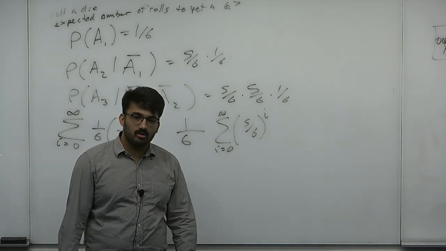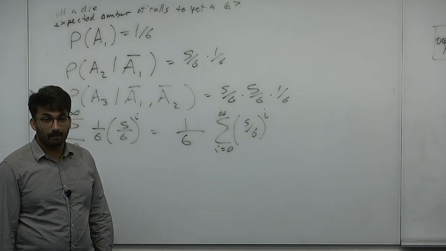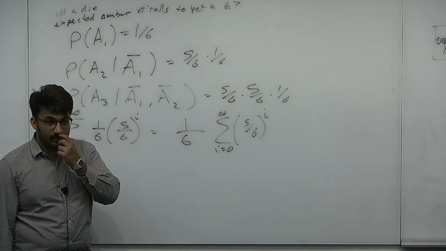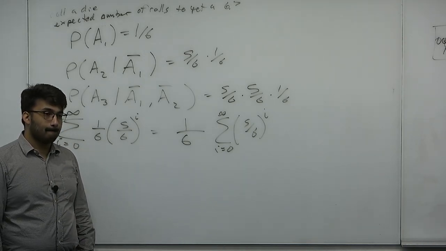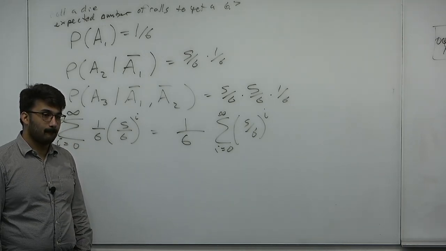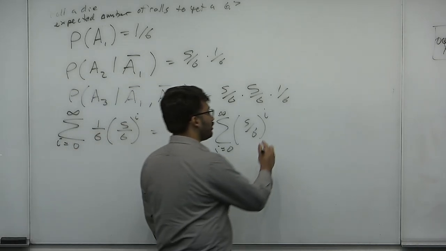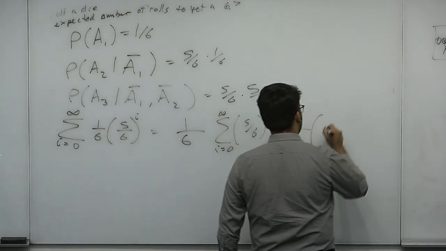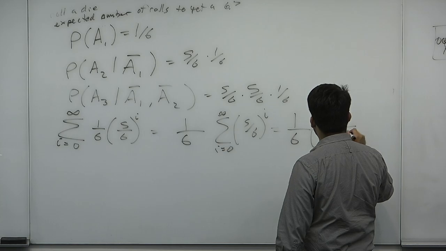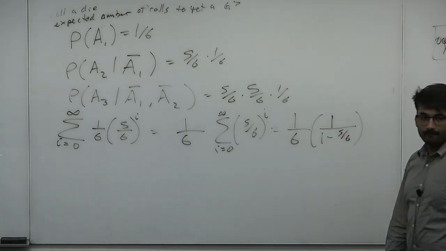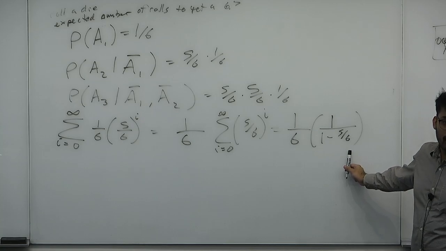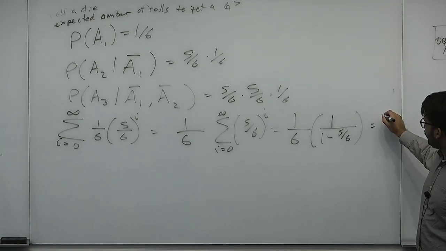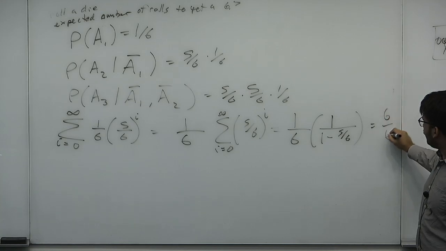Does anyone remember the closed form of the geometric series? I'll prove it to you in a second, but let's see if you remember. It's like 1 minus 1 over p. Yeah, this is going to be 1/6 times 1 over 1 minus 5/6. Okay? What is 1 minus 5/6? What is 1 over 1/6? So we get 6 over 6, which is 1.